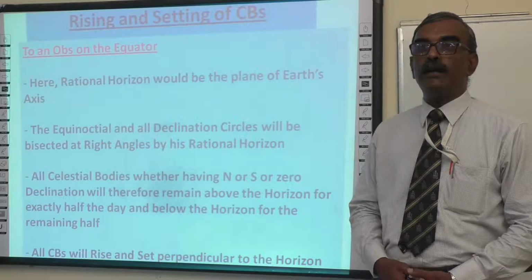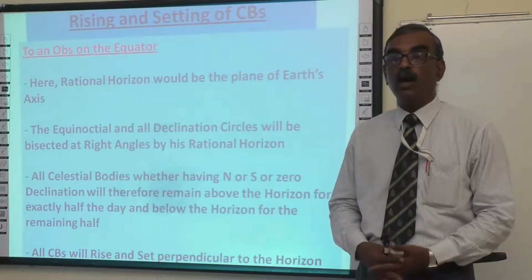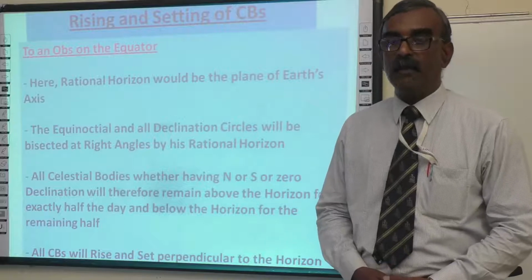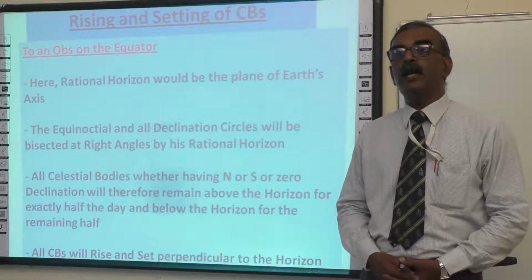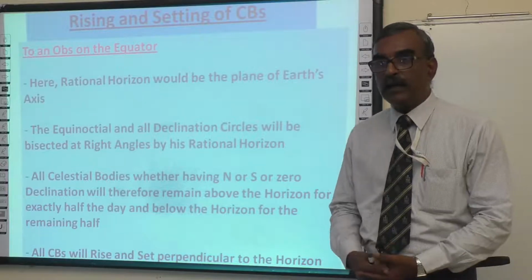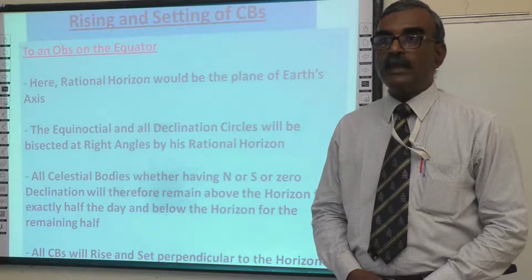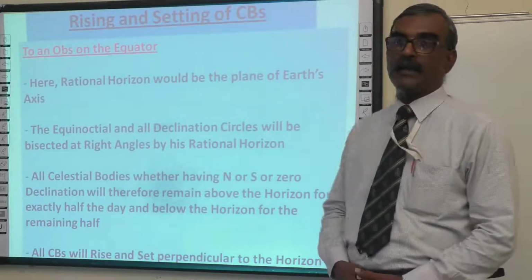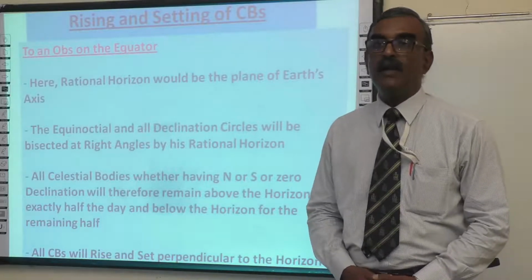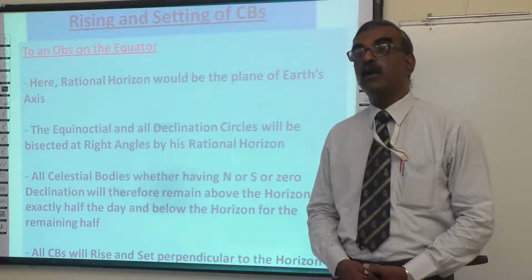All celestial bodies, whether having northerly declination, southerly declination or even zero declination, will therefore remain above the horizon for exactly half the day and below the horizon for the remaining half the day. All celestial bodies hence will rise and set perpendicular to the horizon. This is a very rare case, especially when an observer is on the equator.